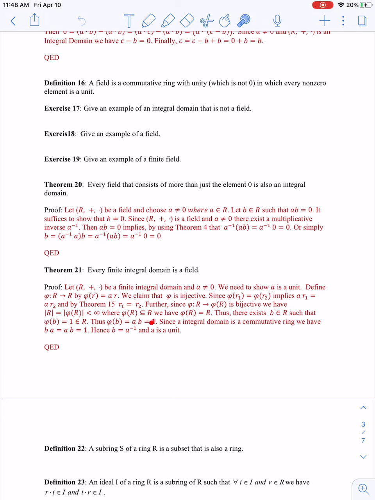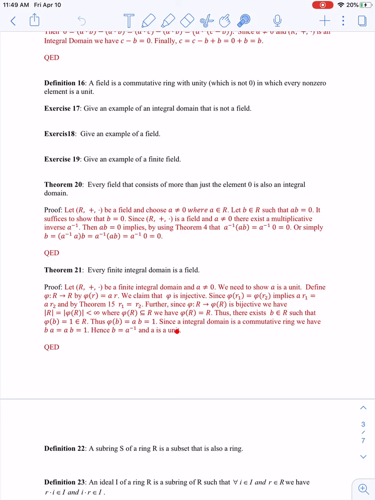But what does that mean? That means phi of B is A times B, because that's what my map phi does. So I get A times B is 1. Now remember that an integral domain is commutative. That's one of the properties. So not only do I know that A times B is 1, but I know A times B is the same as B times A, and they're both 1. Well, guess what? That tells me that B is the multiplicative inverse of A. In other words, A has a multiplicative inverse.